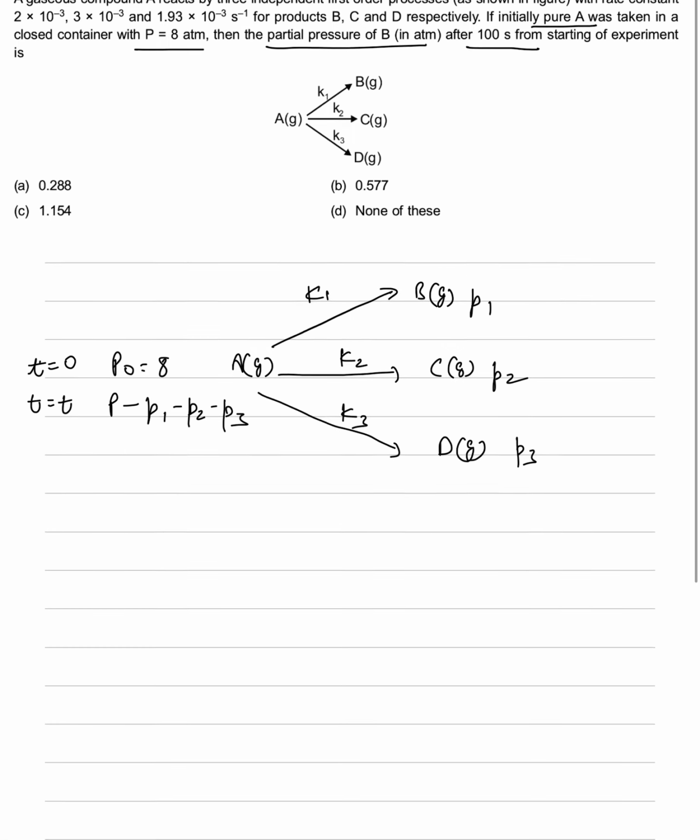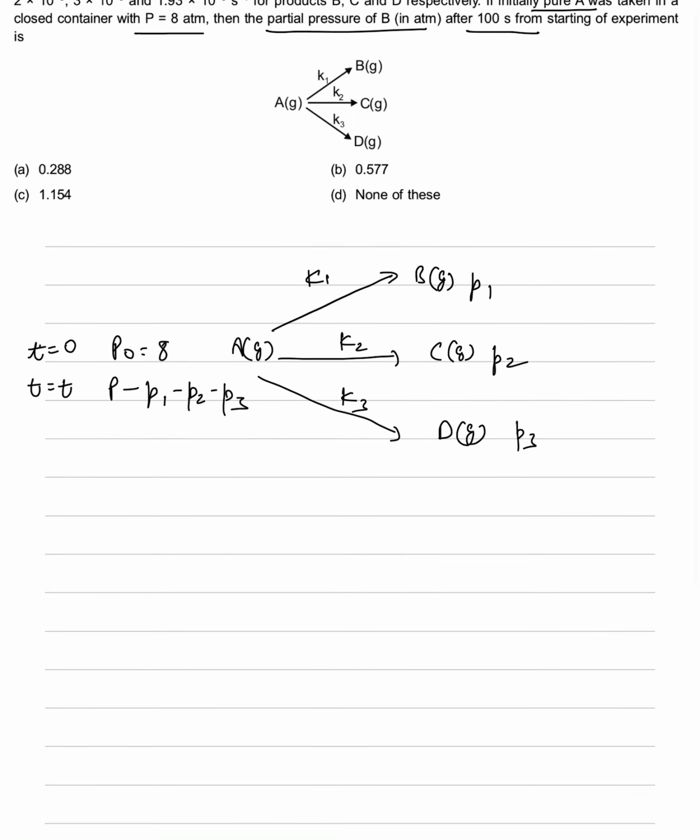Now what it is asking is, after 100 seconds, what will be the value of the pressure of B? That means in the end we need to find the value of P1, right? So we'll do one thing, we'll apply the first order reaction here. According to the first order law, the rate equation will be Kt equals ln of P0 by P.